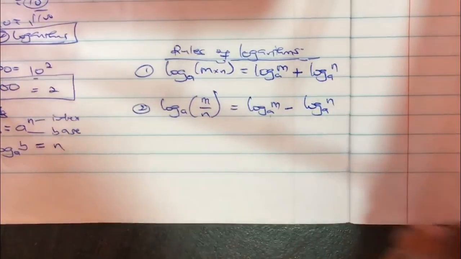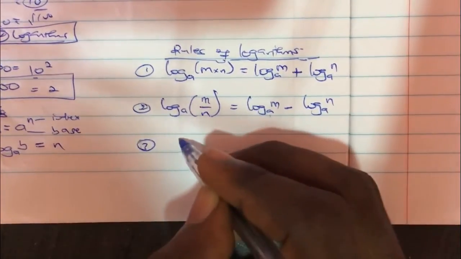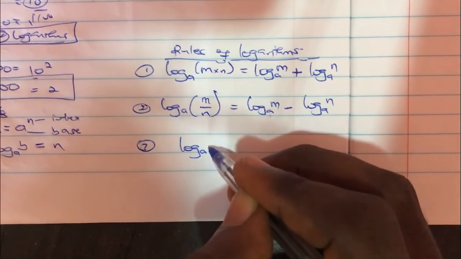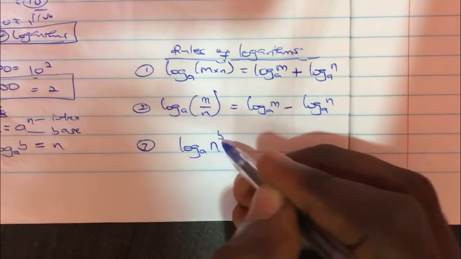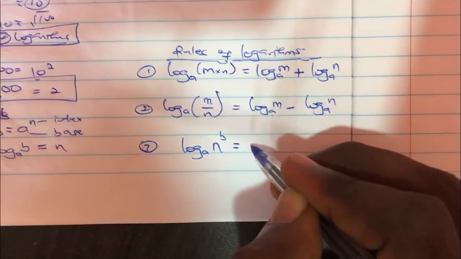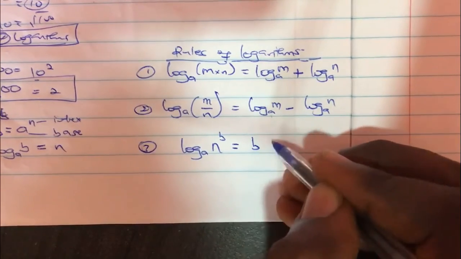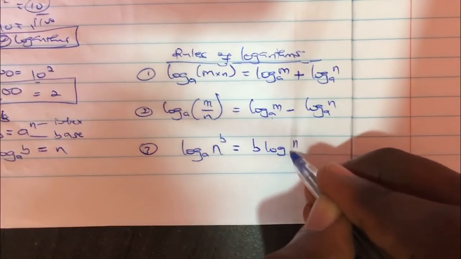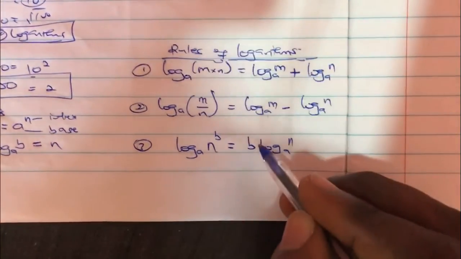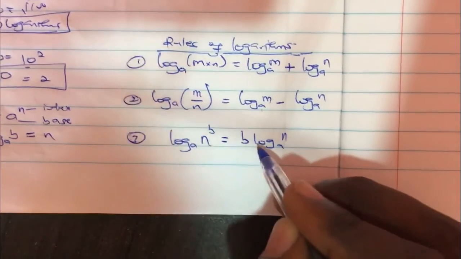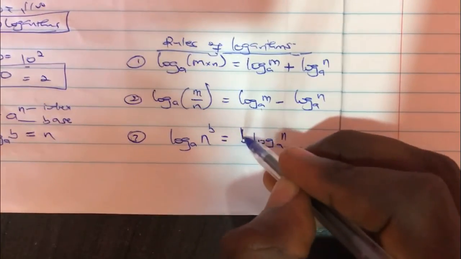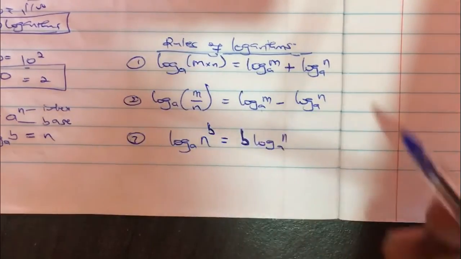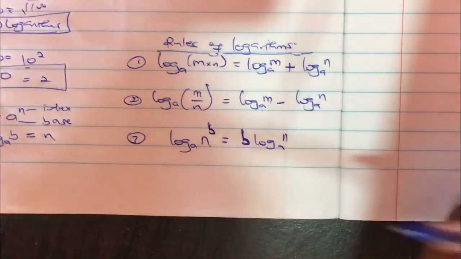Okay, so the third rule is simple. Log of n exponent b to the base a is equal to b times log of n to the base a. Remember, this is not a log, but rather b. Okay, b. So let me highlight that. So b log n to the base a.